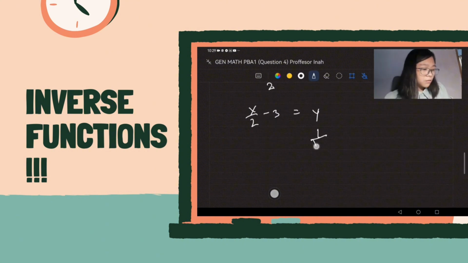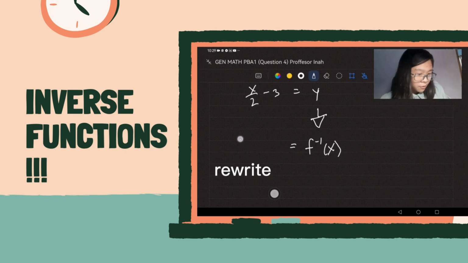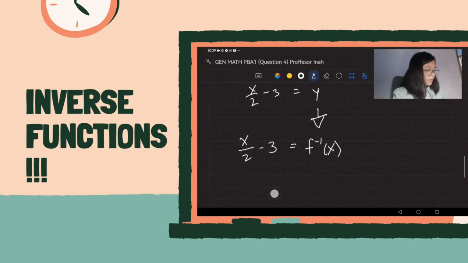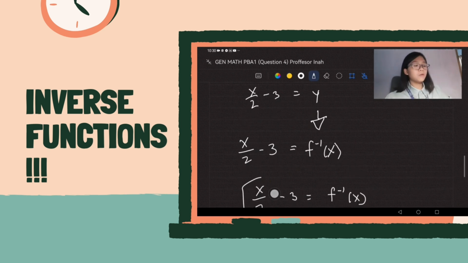Since we have solved for y, then we can write it as f raised to negative 1 of x. Then we rewrite x over 2 minus 3. Next step is to take the square root of this. The square root of x over 2 minus 3 is equal to f raised to negative 1 of x. Since we already replaced y by this function, we are ready. Now this is the inverse function.